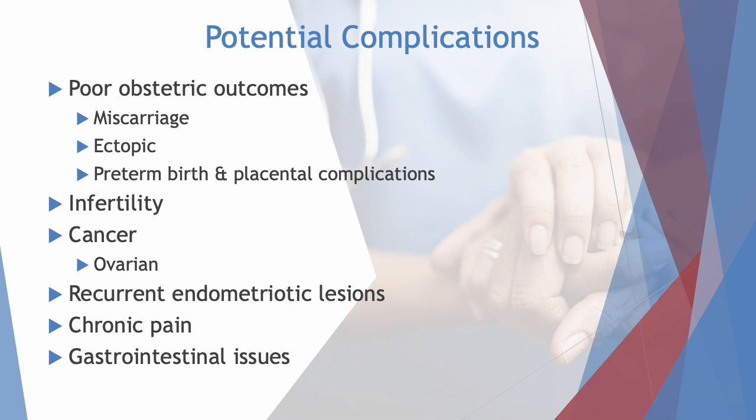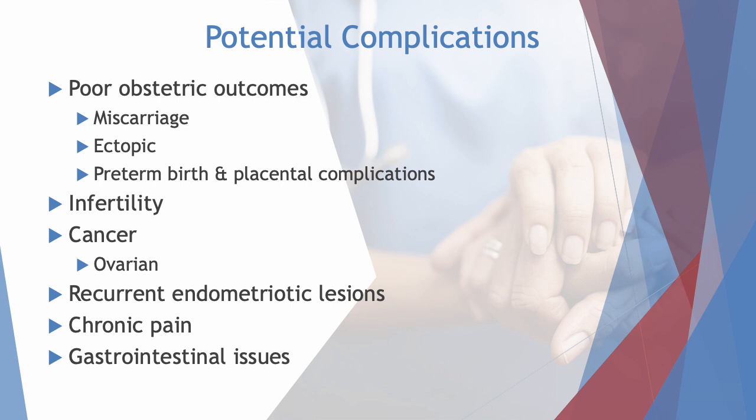Potential complications of endometriosis include poor obstetric outcomes, such as miscarriage, ectopic pregnancies, preterm birth and placental complications, small for gestational age babies, and that's if pregnancy can be achieved. Another complication of endometriosis is infertility. There's also an increased risk of cancers, especially ovarian cancer.